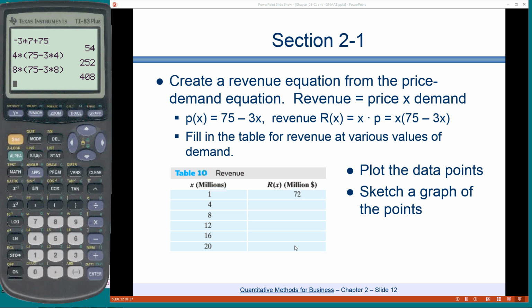I'm not going to fill in that table. You can go through and plug in 12, 16, and 20 for x and fill the table out. And I'm not going to sketch the plot of the data points. But we do want to look at the graph of this revenue function.